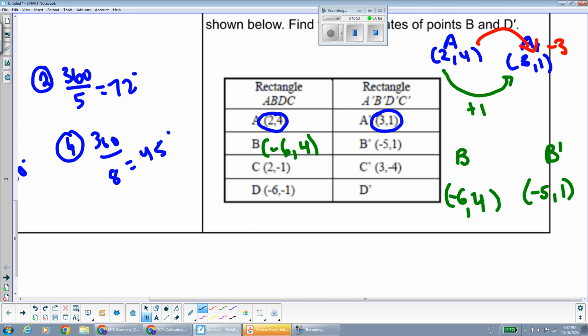Okay, now we have D and D prime. This one, they give us the pre-image, so we just have to apply the same transformation. So if I add 1 to the x coordinates, it becomes closer to 0, less negative, so that's -5. And if I subtract 3 from the y coordinate, that would give me -4.